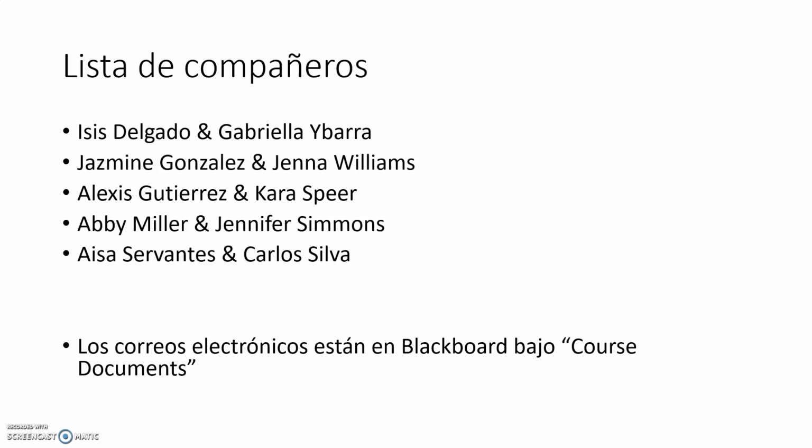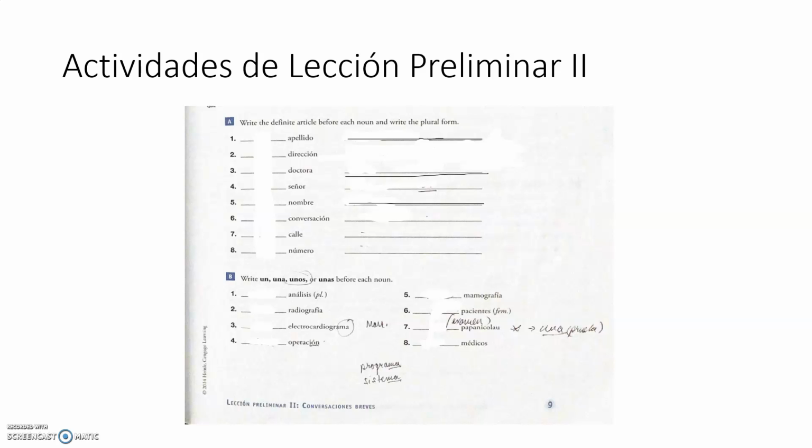Okay, and here is actually the list of compañeros y compañeras de la clase. You have the information here. You'll be able to find each other's correos electrónicos o los emails en Blackboard bajo Course Documents. Y hay una sección que se llama Groups, ¿ok? Y ahí es donde van a encontrar los correos electrónicos. Muy bien.